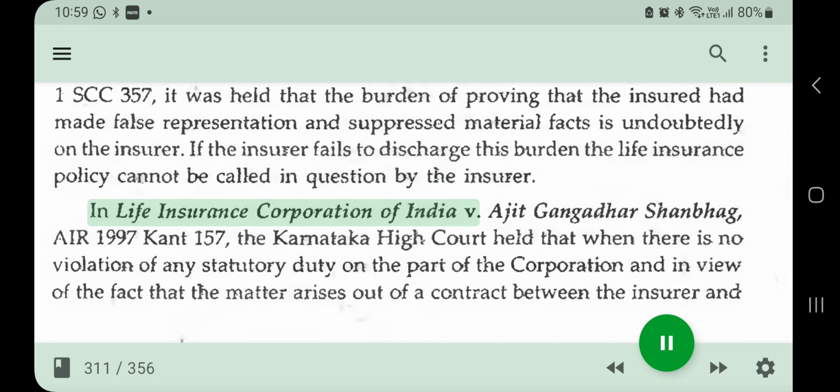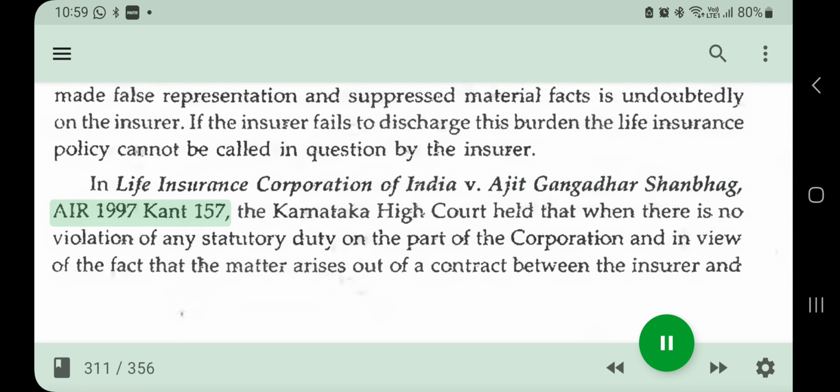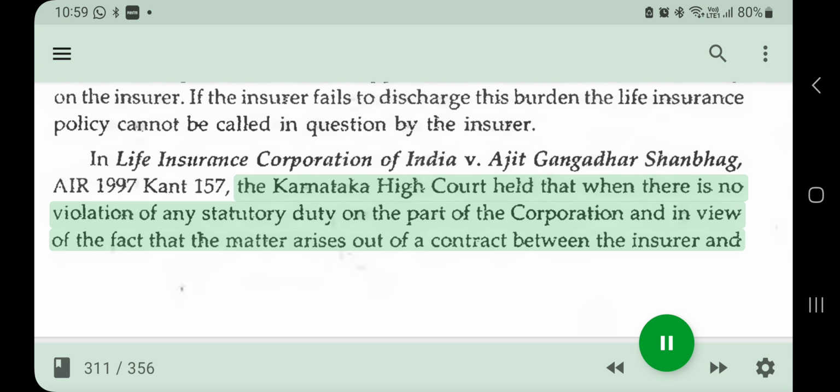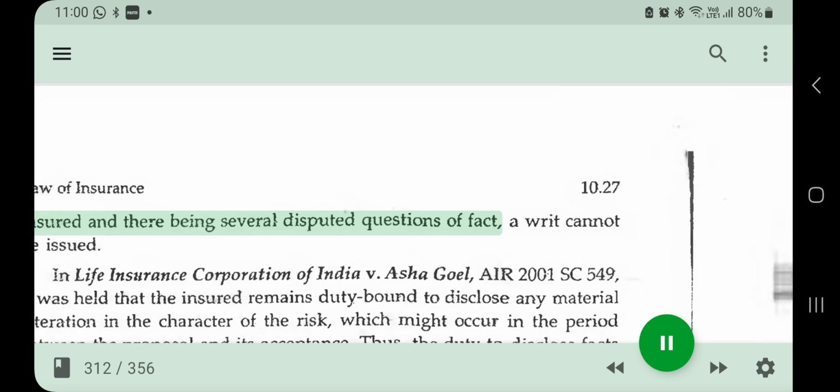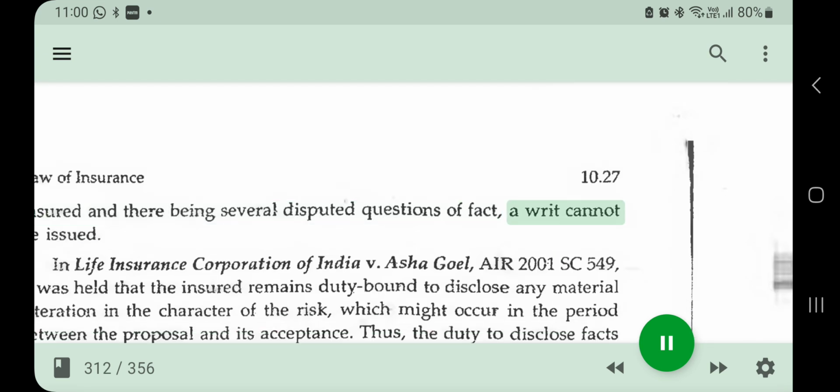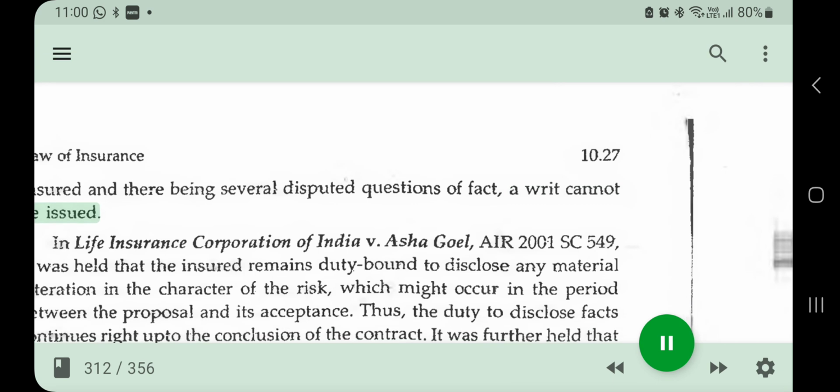In Life Insurance Corporation of India vs. Ajit Gangadhar Shanbhag, AIR 1997 Kant 157, the Karnataka High Court held that when there is no violation of any statutory duty on the part of the corporation, and the matter arises out of a contract between the insurer and insured, and there being several disputed questions of fact, a writ cannot be issued.